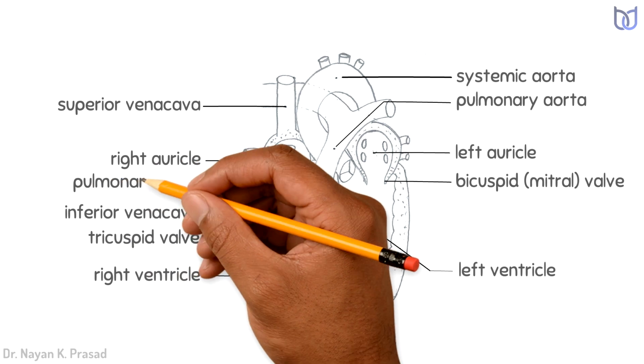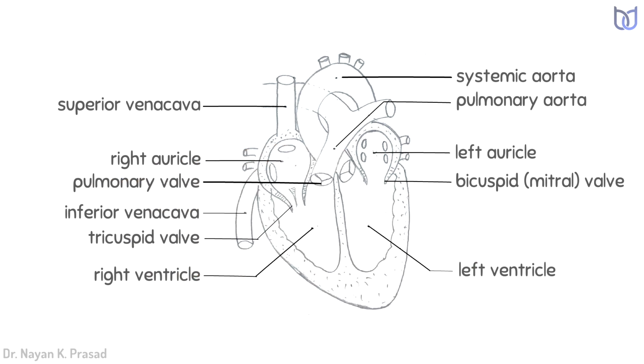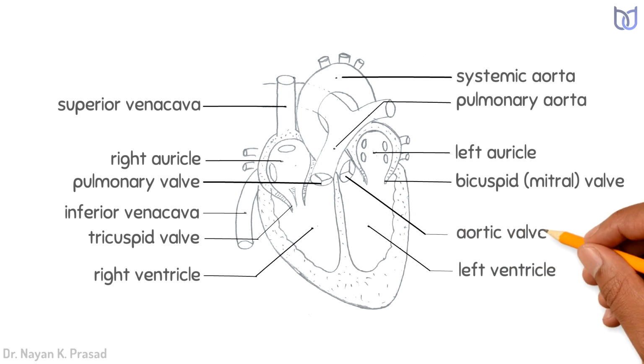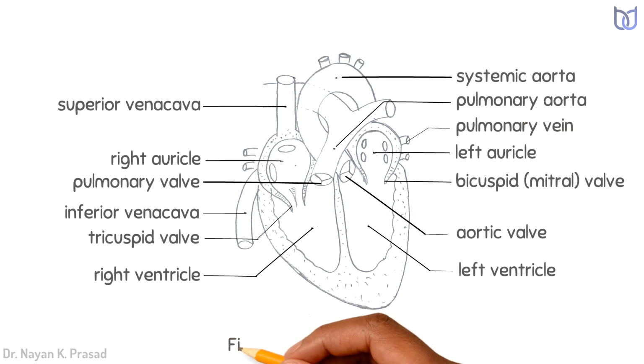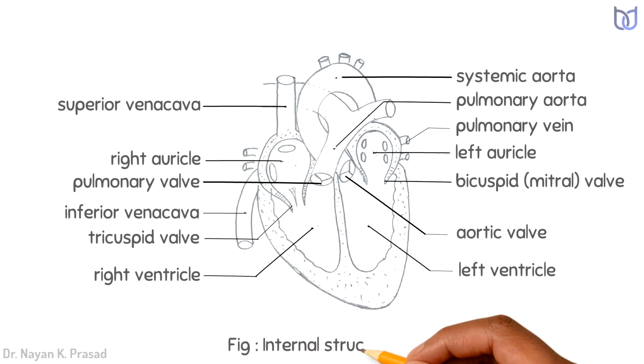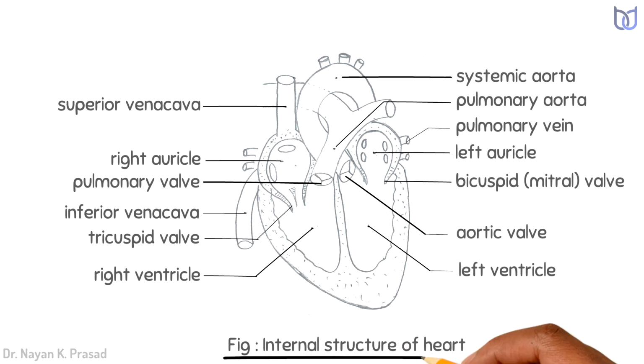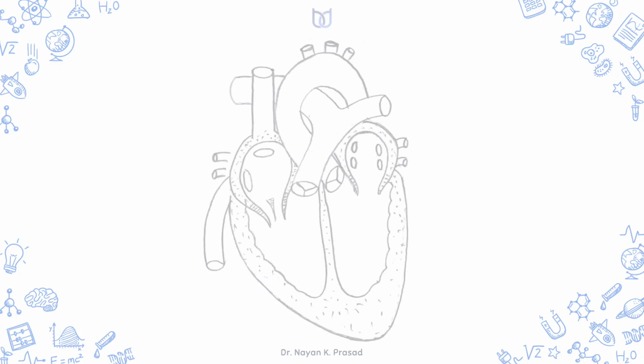At the base of pulmonary aorta is the pulmonary valve, and similarly at the base of systemic aorta is the systemic valve or aortic valve. This one is pulmonary vein opening into the left auricle. This is all about the internal structure of the heart. Now let us see the working of the heart.